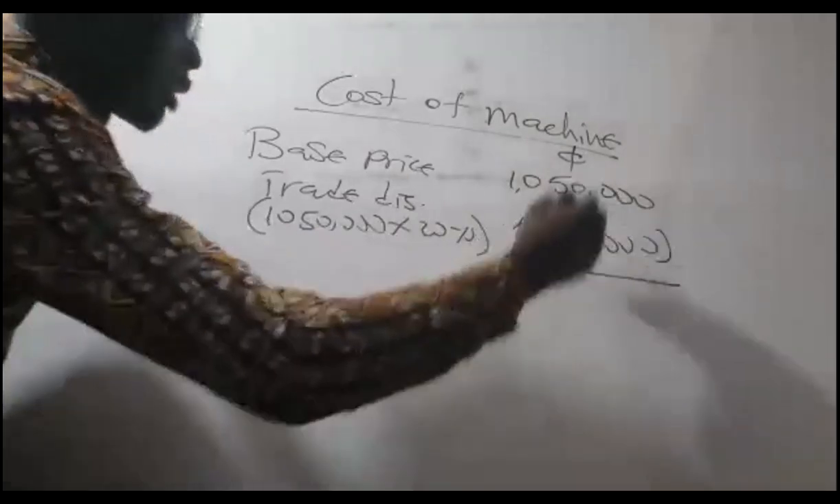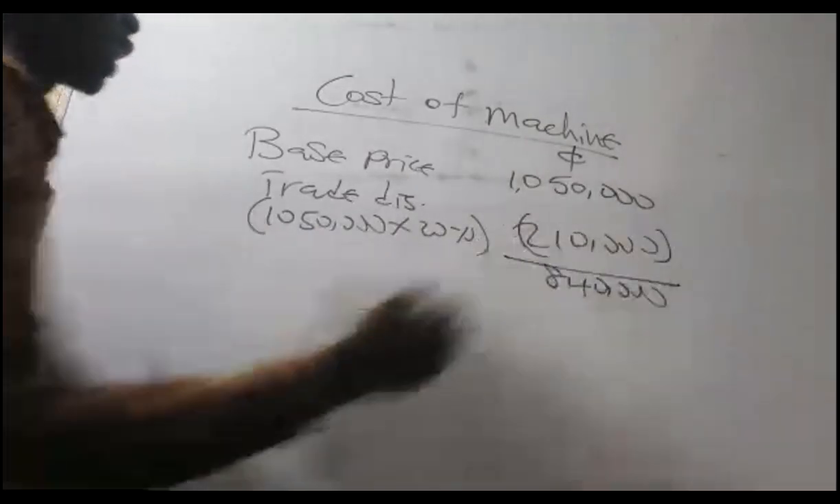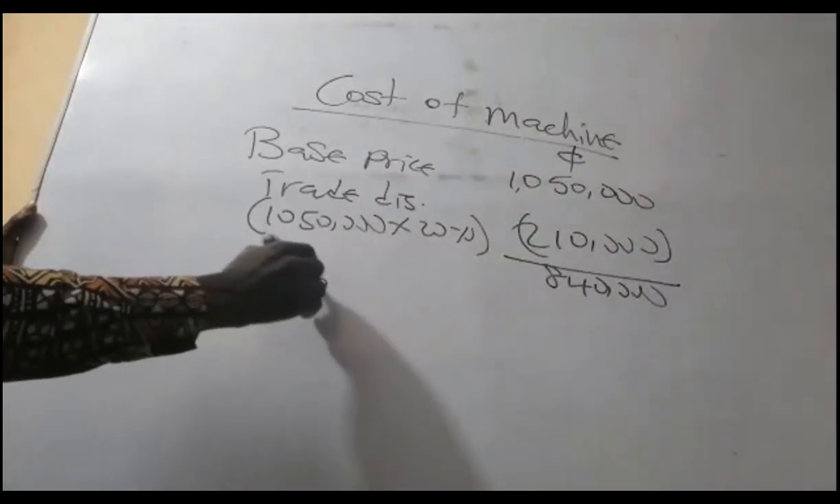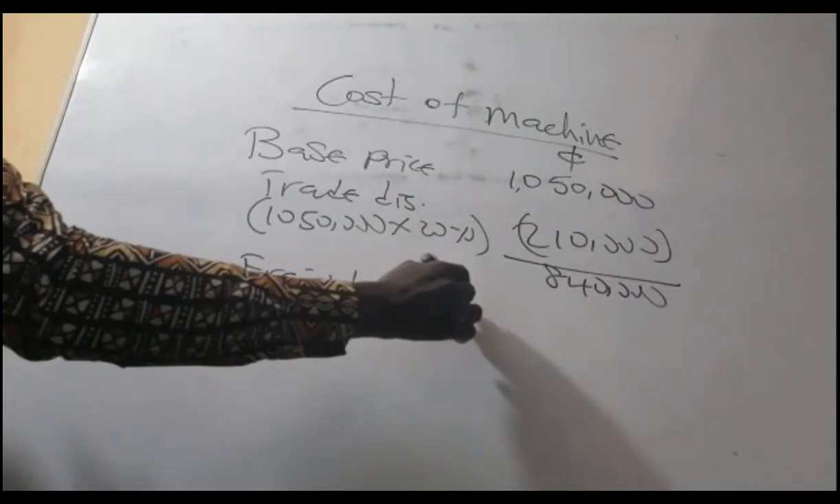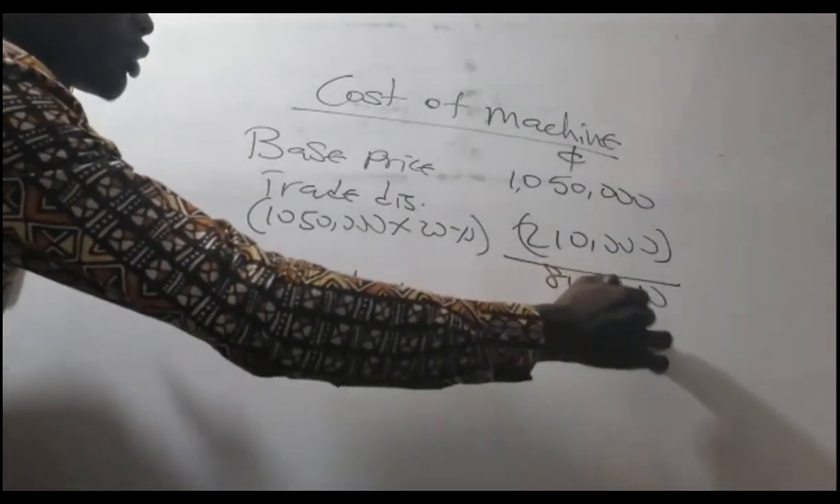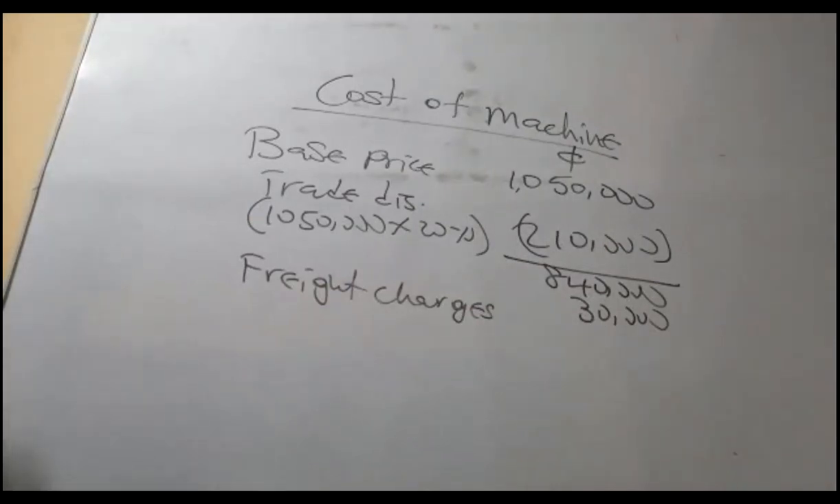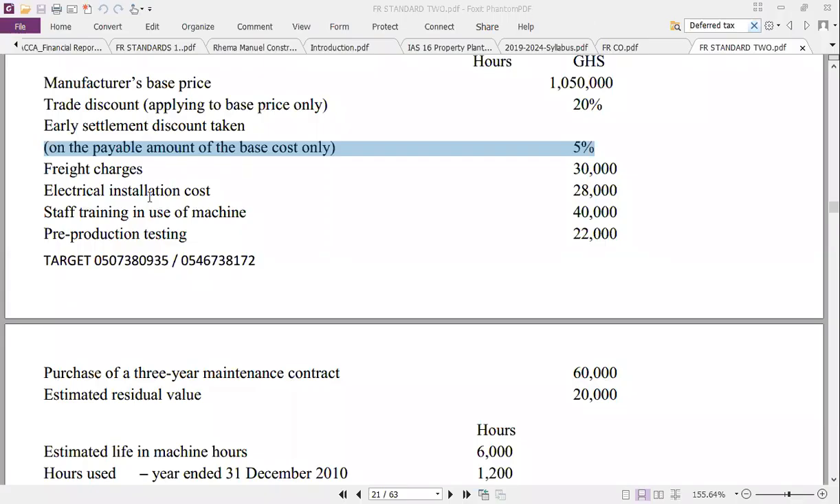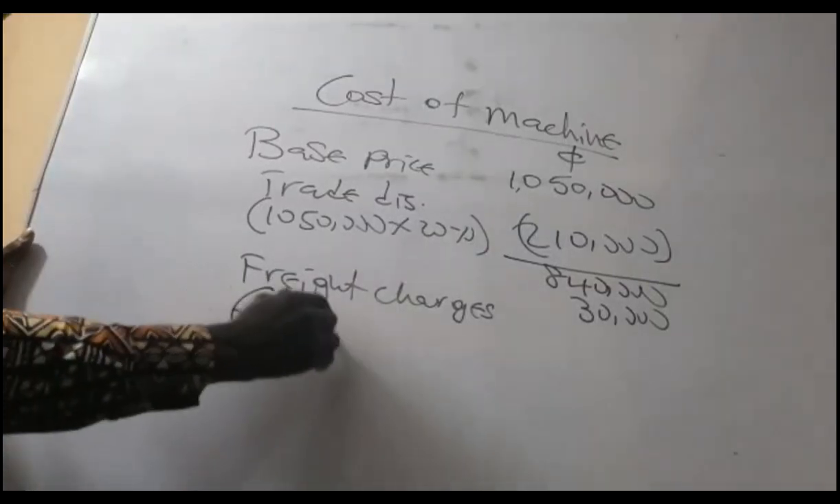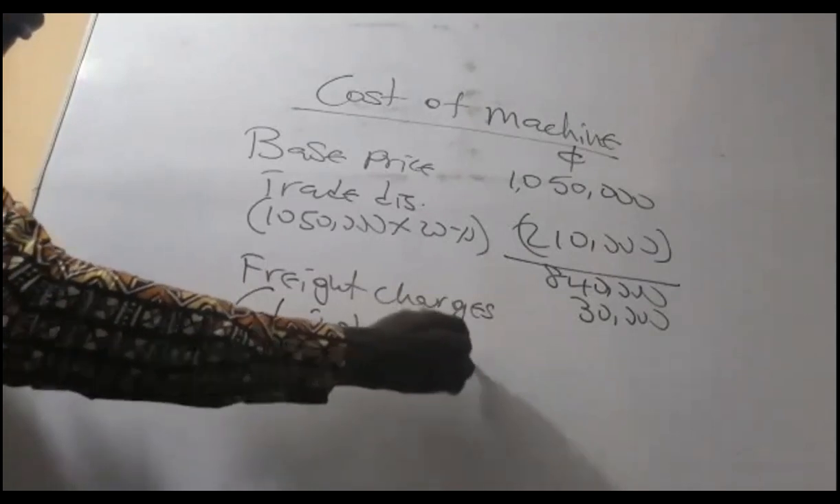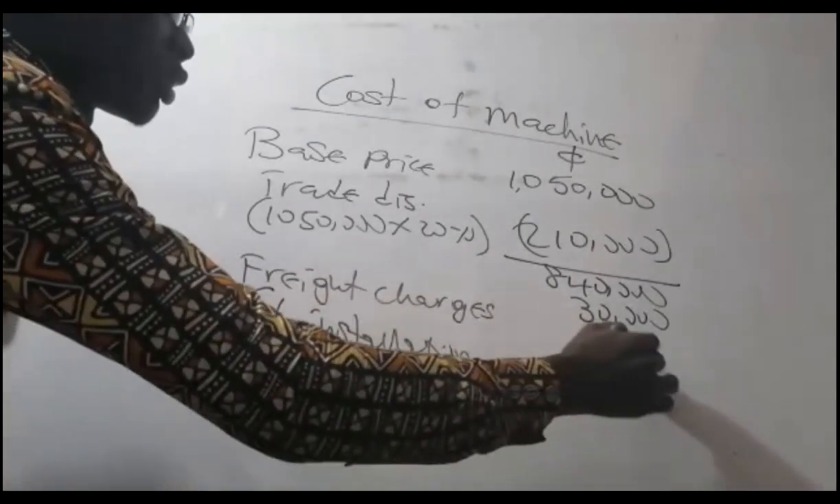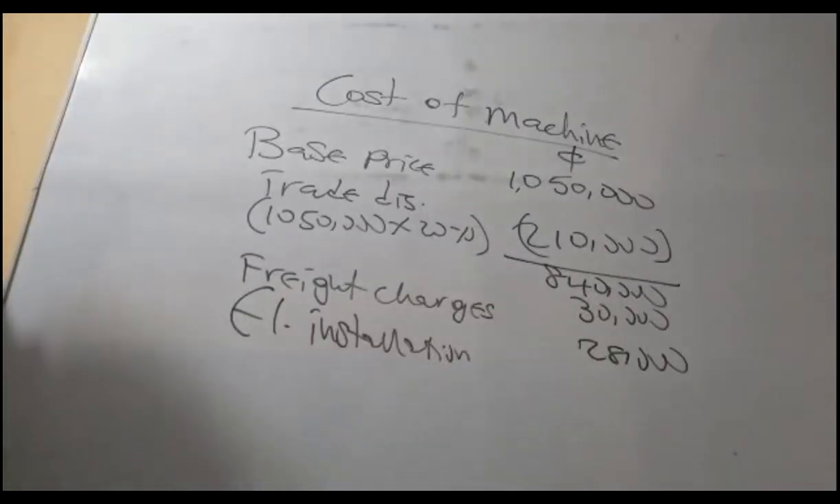But before that, let's sum it up. We get 840,000. Then you get what we call freight charges. Freight charges is 8,000. Then the next item will be electrical installation cost. So installation cost is 28,000. Great. Now let's move on with the game.